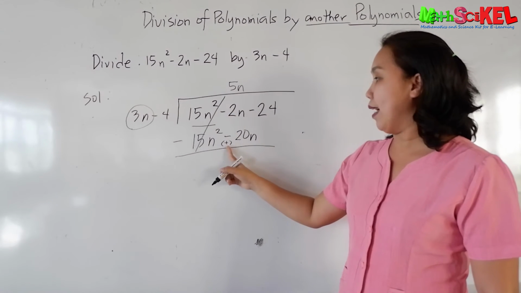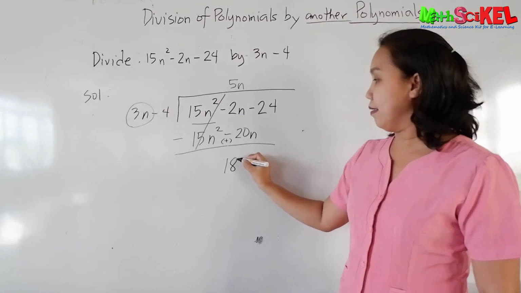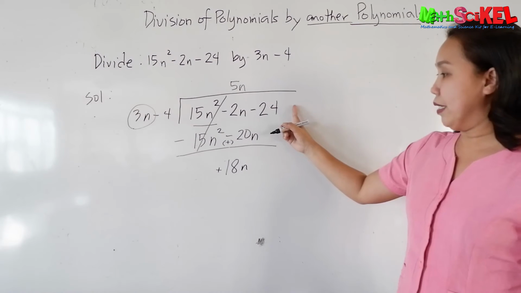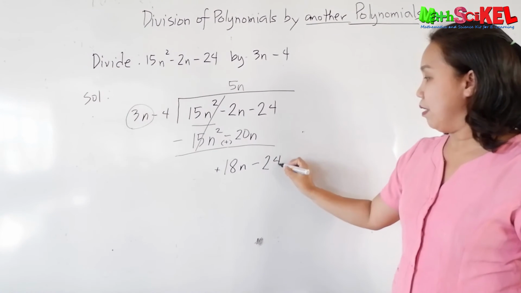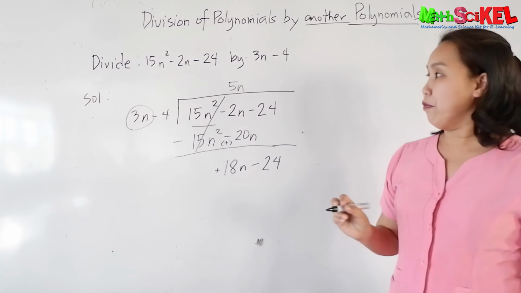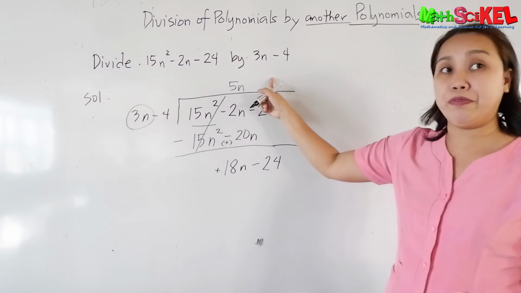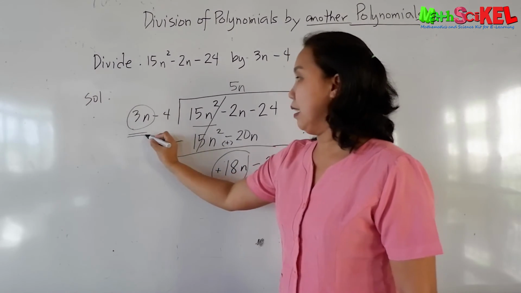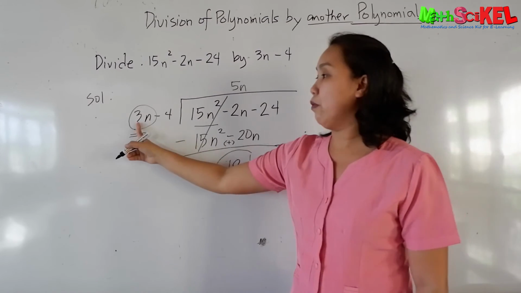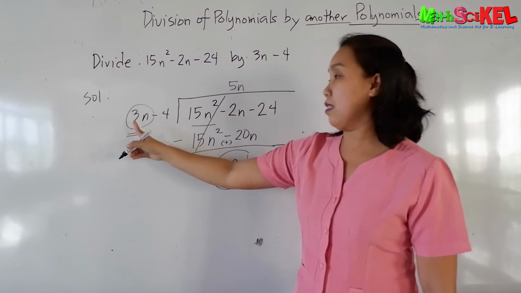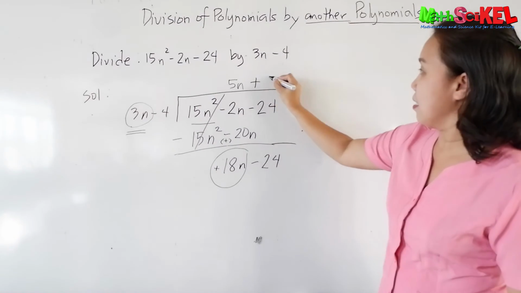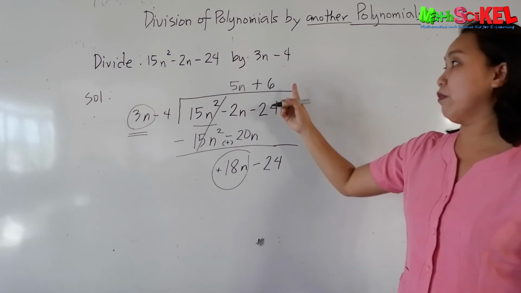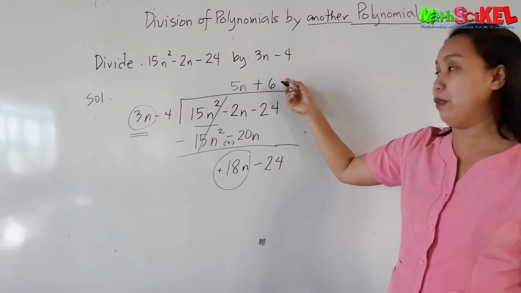Then, proceed to the process of addition. Negative 2n plus 20n is 18n. And this will become positive now. Then, bring down the next term, negative 24. So, for the next, we just follow the first step. Divide 18n by the divisor 3n. So, 18 divided by 3 will give us positive 6. So, write your answer plus 6. n divided by n is only 1, so we will not write 1 here because that will become an invisible 1.